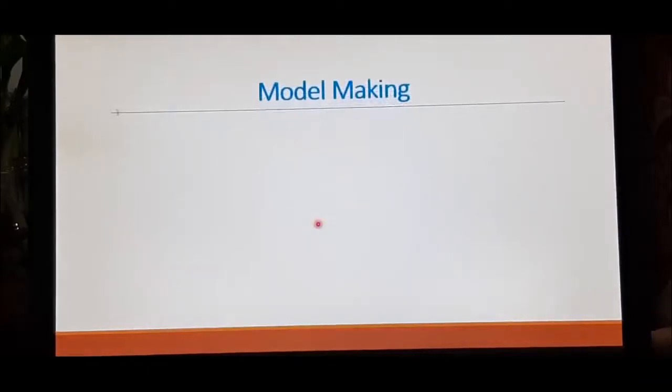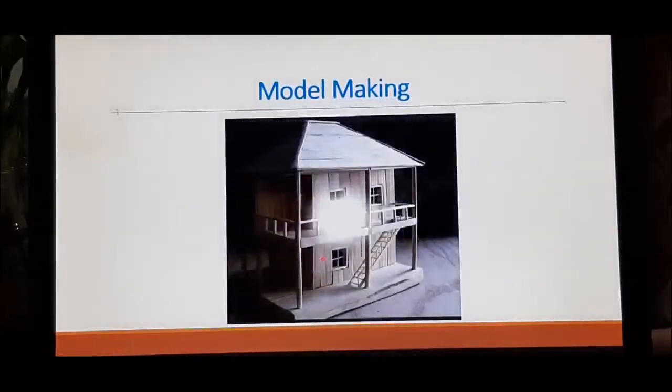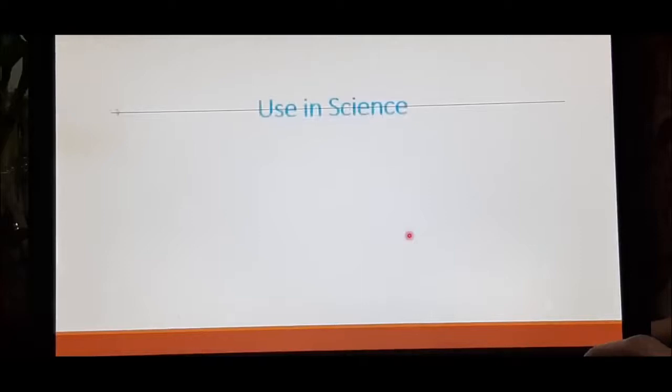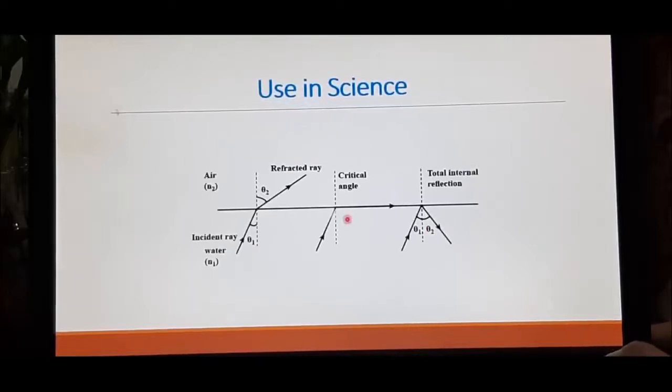Now if you have to prepare some model also, a model using bamboo sticks, you can see here also, only if you have the knowledge of lines and angles will you be able to make this model. In science also we have to study ray diagrams, so in that also we should have knowledge of lines and angles. You can see these are lines, these are angles. So that's why the knowledge of lines and angles is very important. In every field it's required.